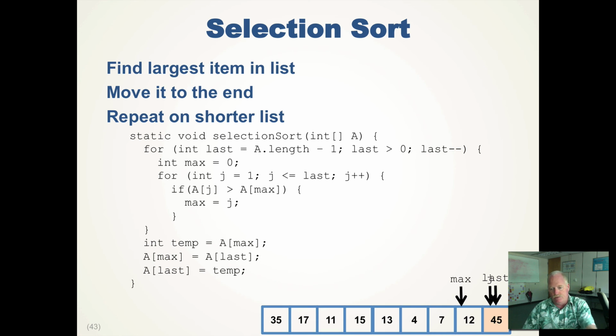So now last is 1 less, max is 0, j is 1, and then we say 35, nope, 11, nope, 15, nope, 13, nope, 17, nope, 12, nope. So max is 35. We're done with our loop, so we do the swap, and then we can go again. So we're going to keep doing this again and again and again, always finding the largest item in the rest of the unsorted array, swap it with the last, and then eventually we'll have sorted the array.